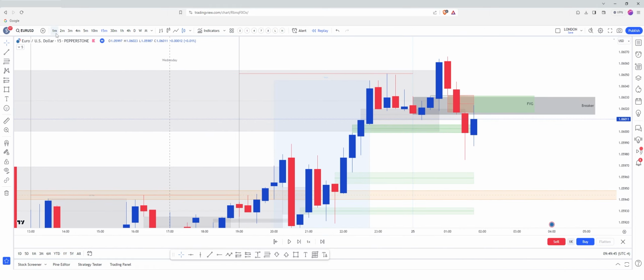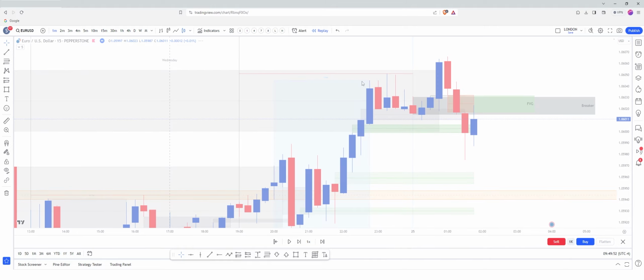So we're going to drop onto the 1-minute time frame now, because we are already pulling back into this area so that I can monitor for a potential setup.